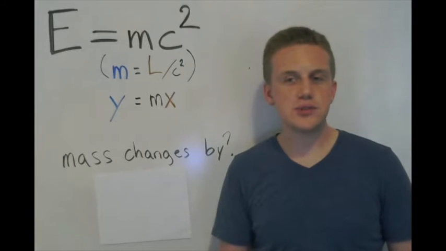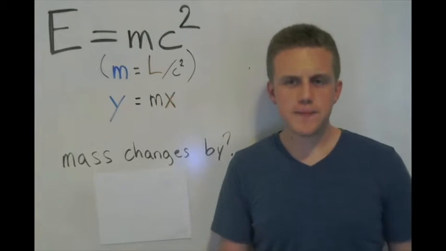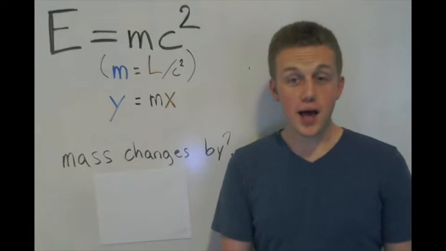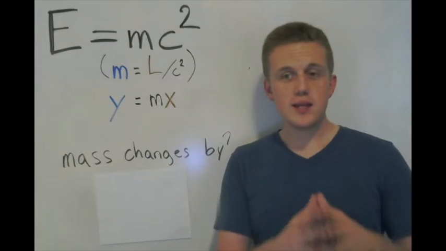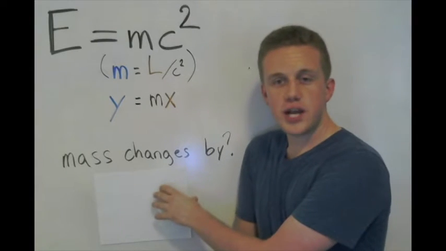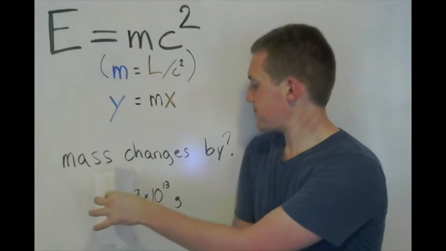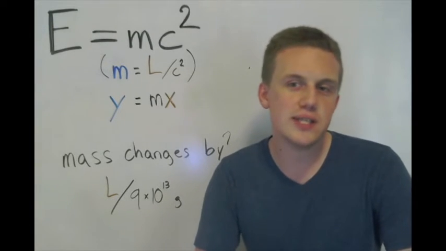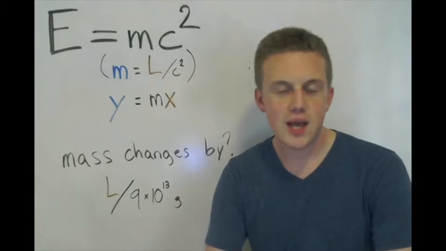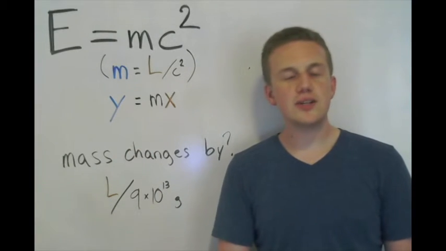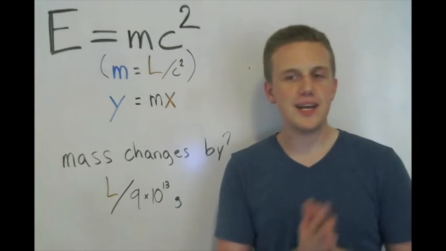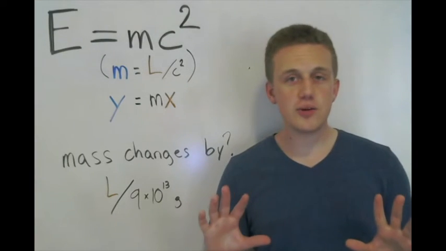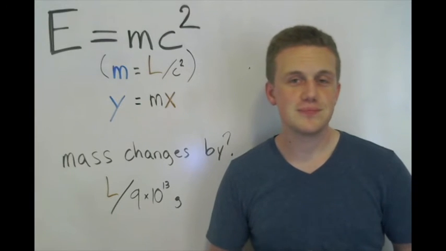Regarding grams and joules, which are the units we're using, if the energy changes by L joules, then the mass of an object changes in the same sense by L over 9 times 10 to the power of 13 grams. Now, this equation lets us calculate the exact exchange of mass and energy during radiation, and it should hold true regardless of any other properties of the objects.